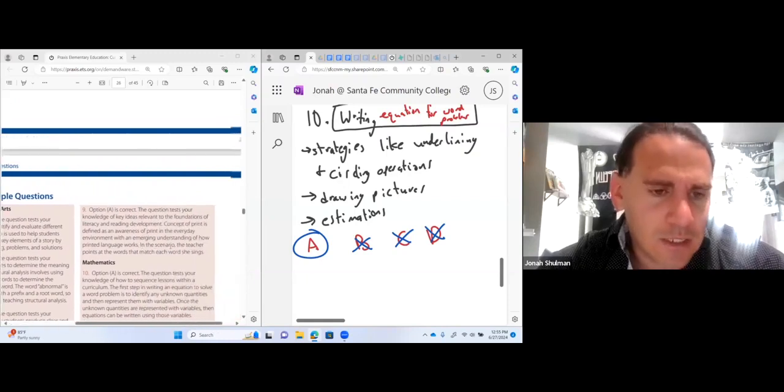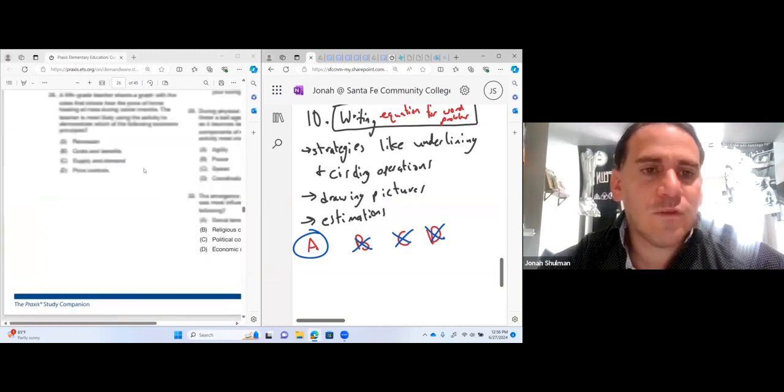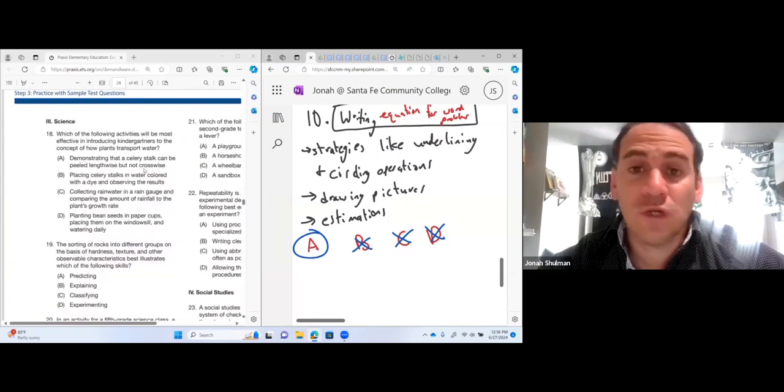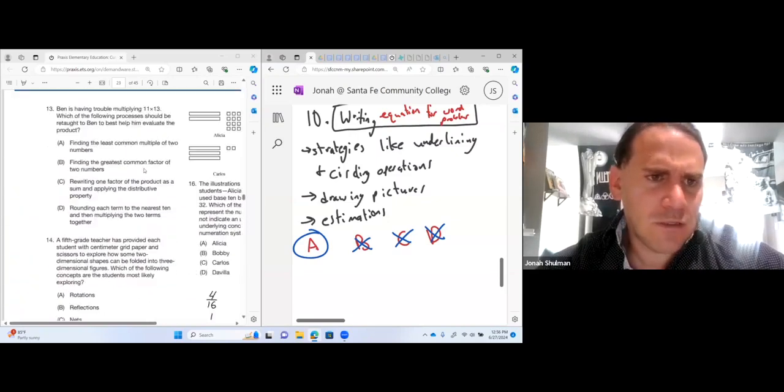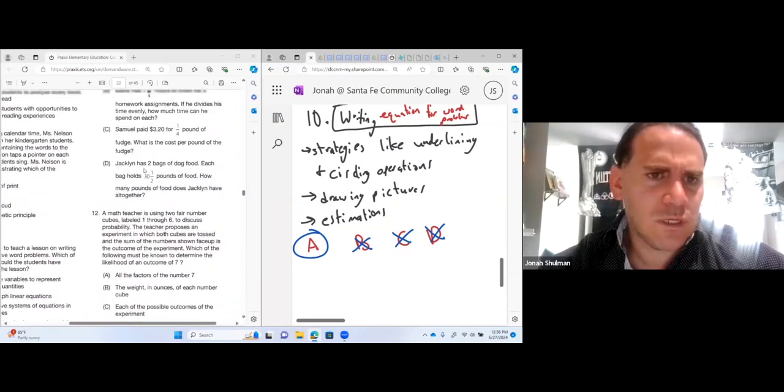Mathematics, 10 is A. Sweet. So the question tests your knowledge on how to sequence lessons within a curriculum: to identify unknown quantities and then represent them with variables. Okay, cool. So we were right for the first one. That looks nice. Hopefully you got it right. If you didn't, that's okay. It's the first one. Let's look at 11.